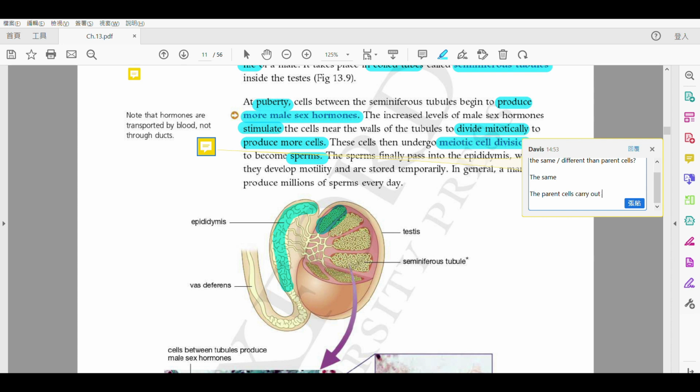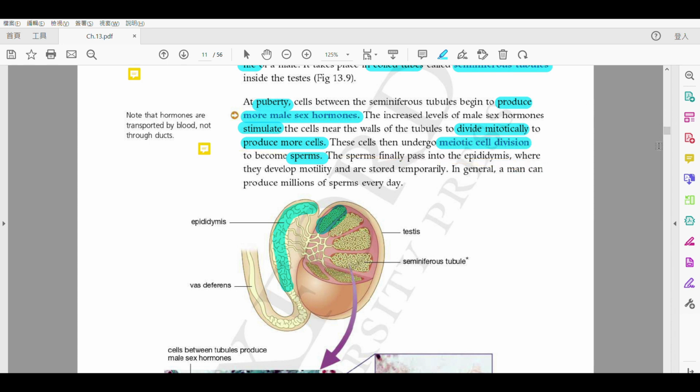Otherwise, what will happen? If the parent cell carried out meiosis immediately, eventually all the parent cells would be used up, right? Therefore you must remember that first there is mitosis, and after that there will be meiosis. You need to understand this part gradually.